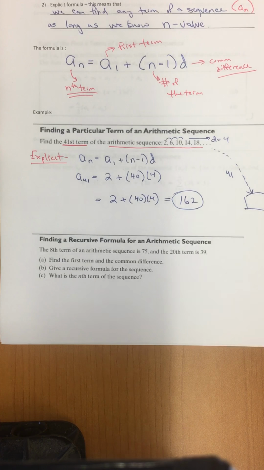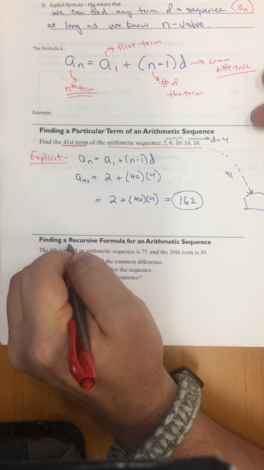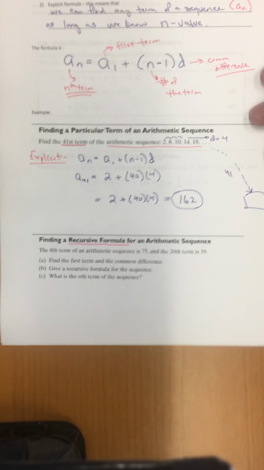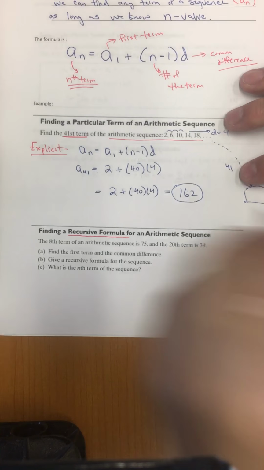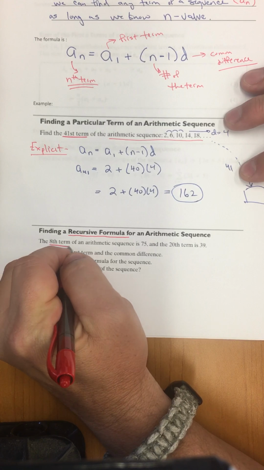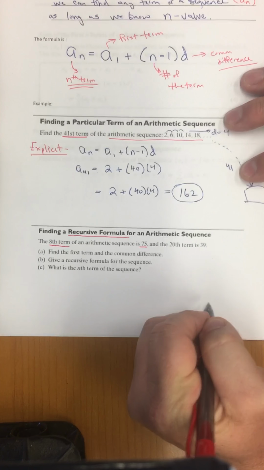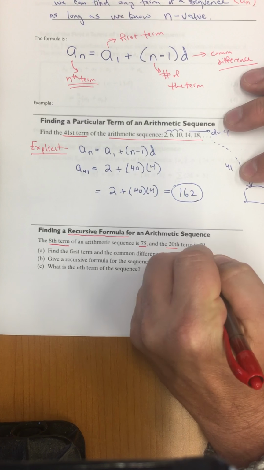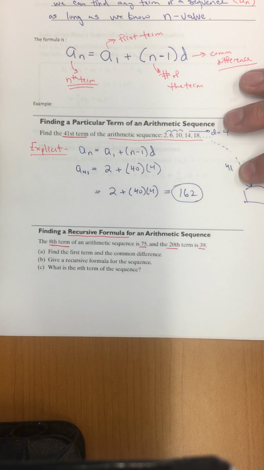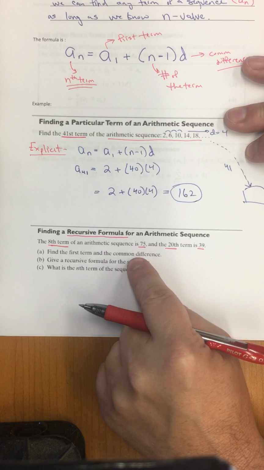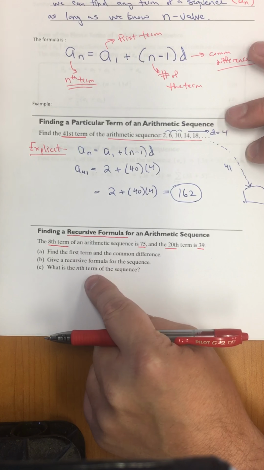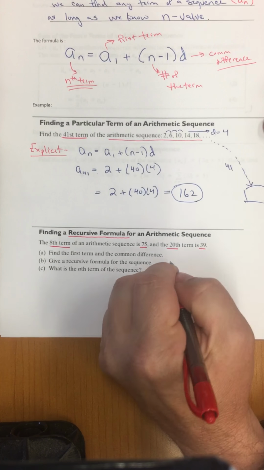All right. A little bit more complicated problem if they want us to find the recursive formula, especially for this problem. I actually picked this problem in particular because it's a little bit tricky. Look what they're giving us. They're telling us that the 8th term is 75 and the 20th term is 39, and that's it. And from those two pieces of information, they want us to find the first term, the common difference, recursive formula, and the explicit formula. All right, let's start with A.